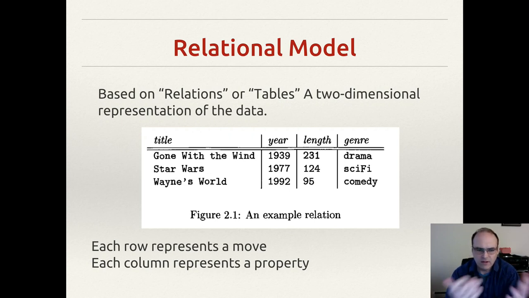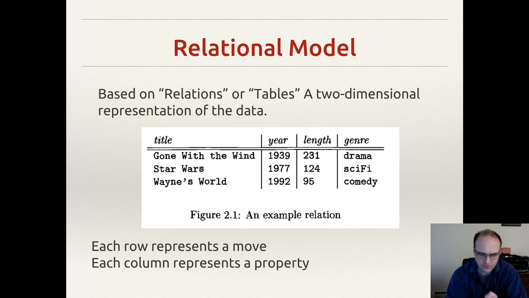So, if you think of a spreadsheet, you have rows and columns, right? So our columns in this case are title, year, length, and genre, and our rows are the individual movies, Gone with the Wind, Star Wars, and Wayne's World. We're going to come back to this particular relation and a few more with it as we go through and discuss the different pieces of terminology and how we tie everything together. And these are the ones that are in the book as well.